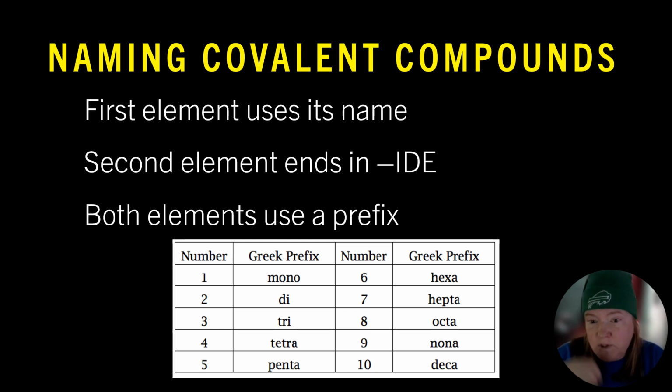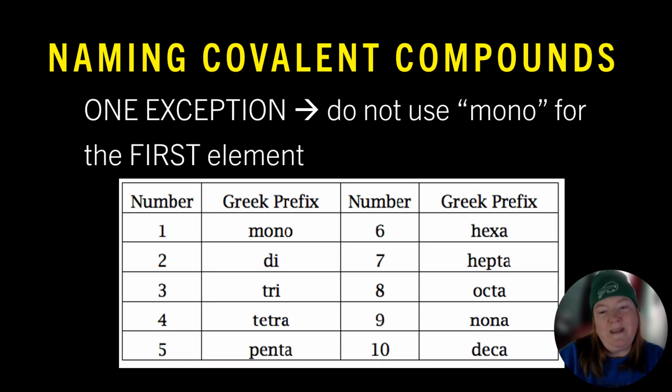And both elements use a prefix. So if there's 2 oxygens, it's di. If it's 3 oxygens, it's tri. Okay? Now, of course, it couldn't be quite that simple because there's an exception. We don't use mono for the first element. So if there's 1 carbon first, we just say carbon. We don't say monocarbon. But if the second element has 1, we have to use it. We say mono. So when we get to some examples, it'll make more sense.